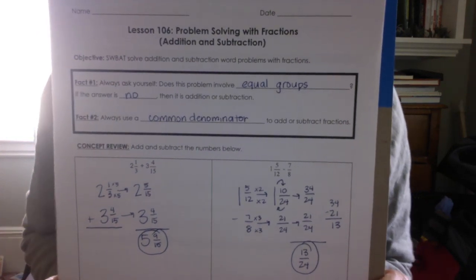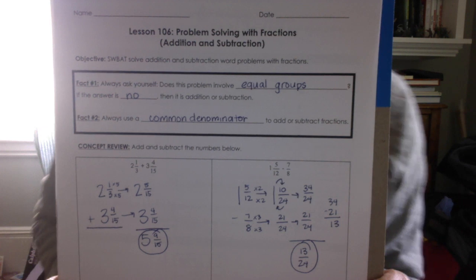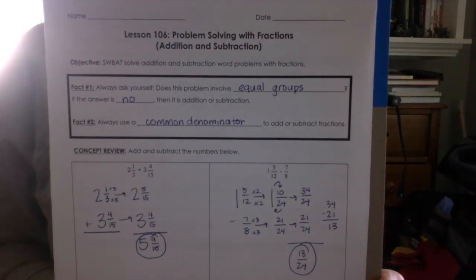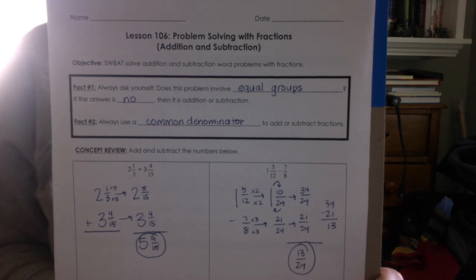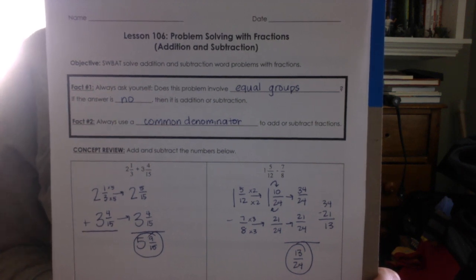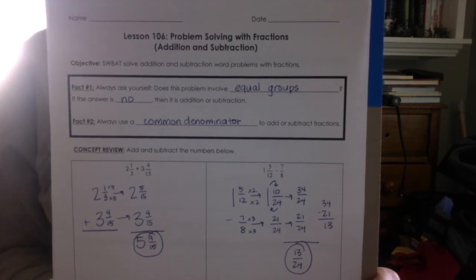Today we're going to be working on problem solving with fractions with just addition and subtraction. So just to go over the facts quickly, fact number one, when you're solving word problems, always ask yourself, does this problem involve equal groups? If the answer is no, then it's addition or subtraction. Neither of those needs to have equal groups.